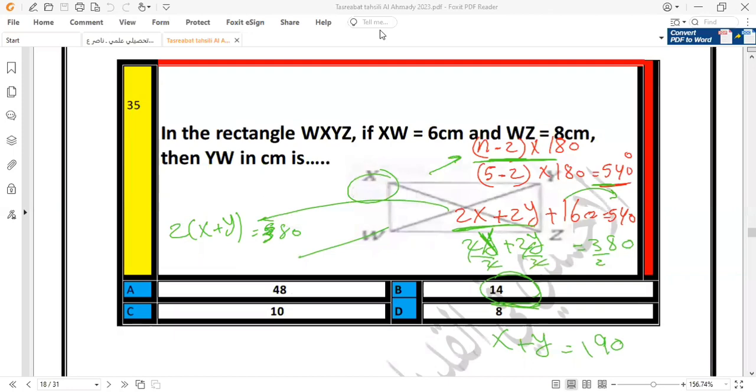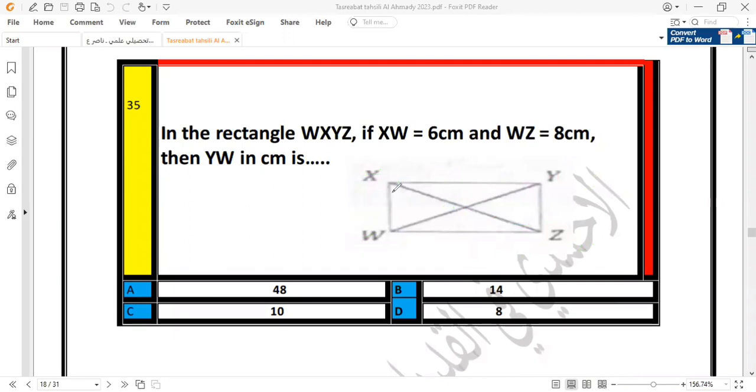Number 35. A rectangle WXYZ, if WX equals 6 centimeters and WZ equals 8. Okay, we know from the properties of a rectangle that it has 4 right angles. Okay, so we can apply the Pythagorean theorem and find XZ. It is 6, 8, 10. Okay, 6, 8, 10. This is a Pythagorean triple, a right triangle like 3, 4, 5, 6, 8, 10, like this.